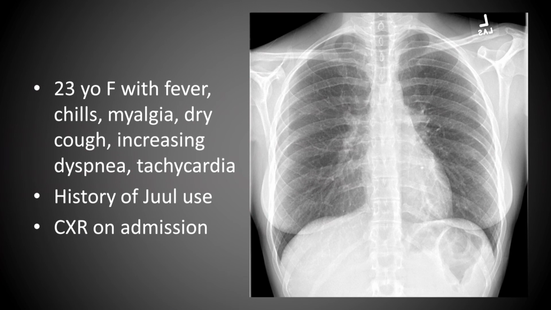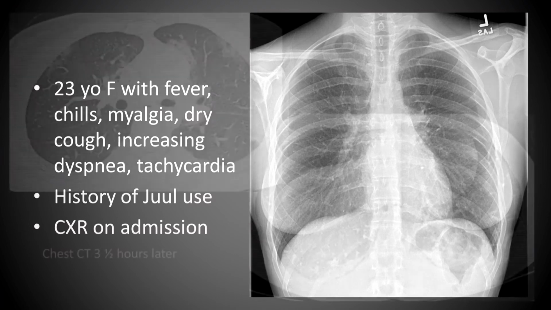So this was a 23-year-old woman, I think this was end of July, and she had fever, chills, myalgia, dry cough, increasing dyspnea, tachycardia, and she had this history of Juul use. This was her chest X-ray on admission. No matter which way I look at this, it comes back normal to me every time. I can't see anything on this chest X-ray.